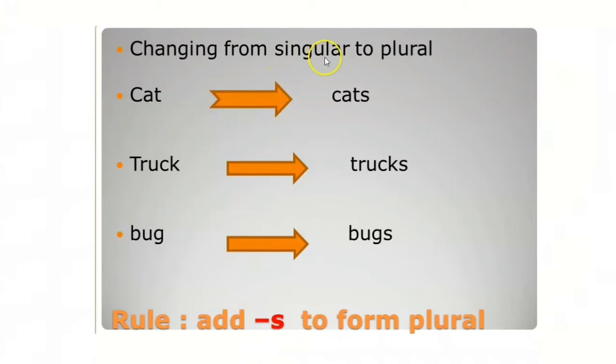How do we change from singular to plural? كيف بحول من المفرد للجمع؟ Cat, cats. For most nouns, أغلب الأسماء منزيد لها بس s. Like truck, trucks, bug, bugs. So, rule 1, add s to form plural.